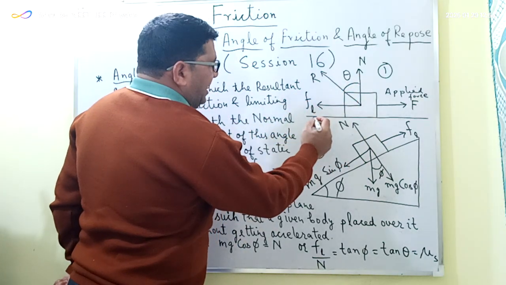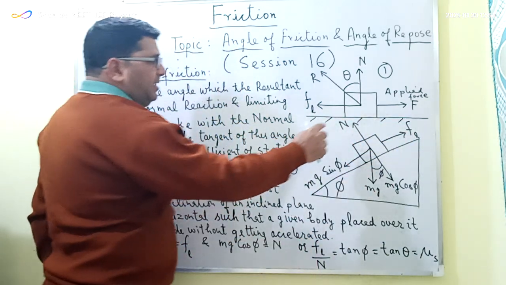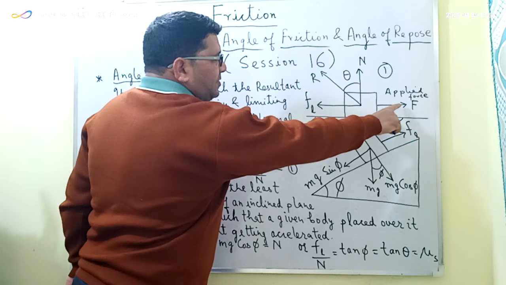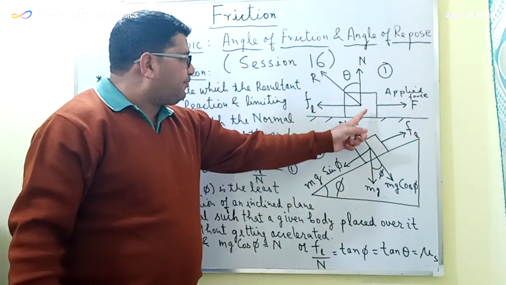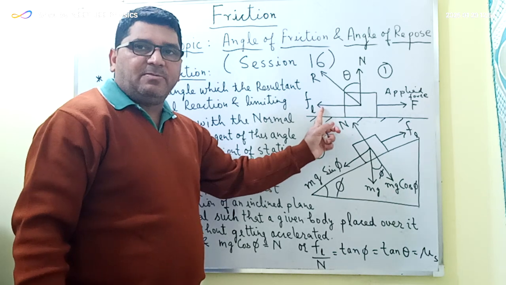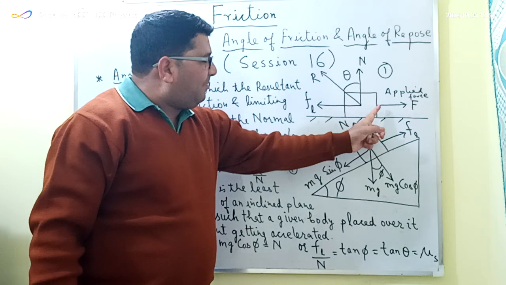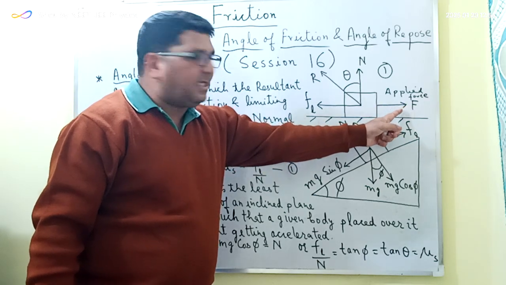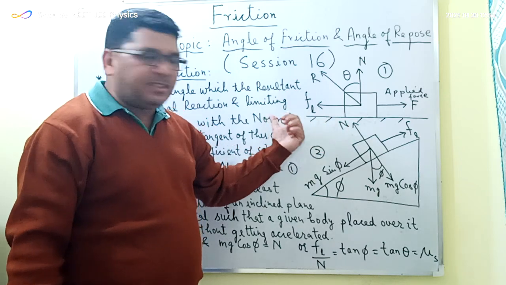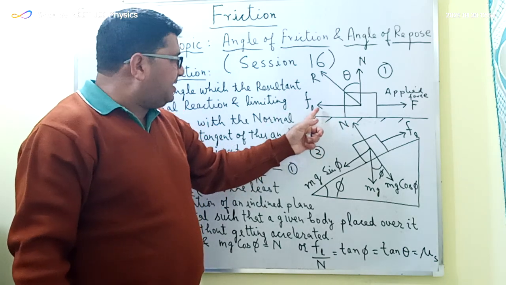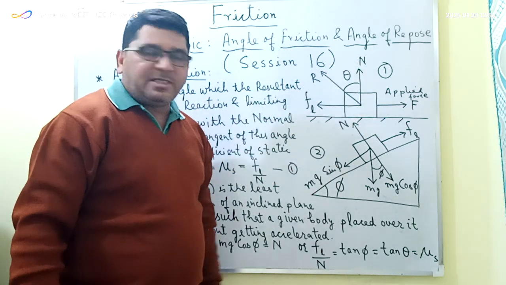So this is a body which is lying on a rough horizontal surface and it is subjected to a force F in the direction indicated by this arrow, and here FL is the limiting friction. Limiting friction is the maximum value of the static friction. So when I apply a force in the direction indicated by this arrow, the limiting friction will be acting in the opposite direction, depicted as FL, and here N is the normal reaction.